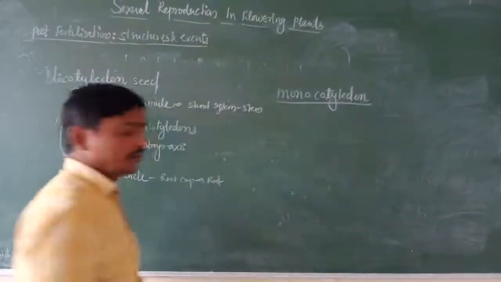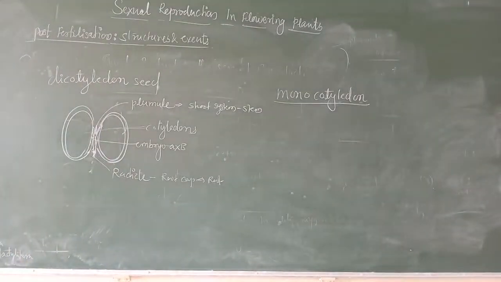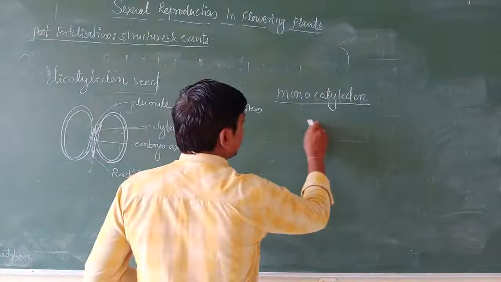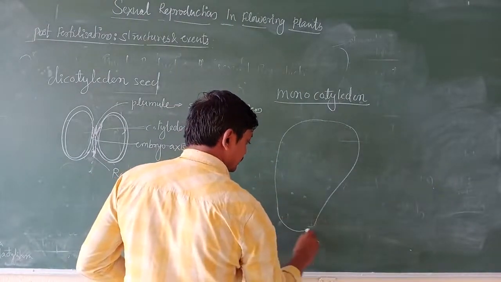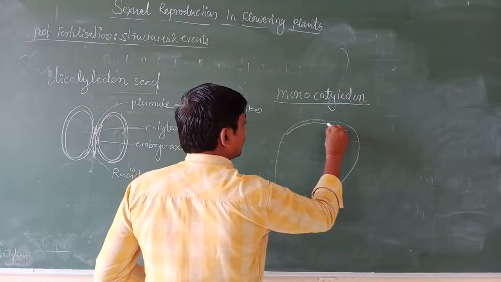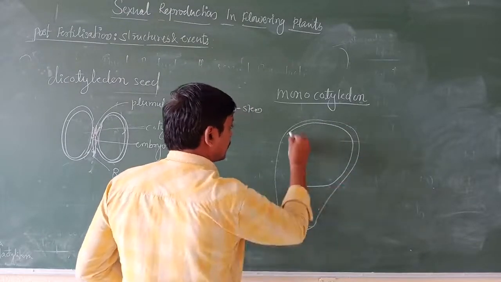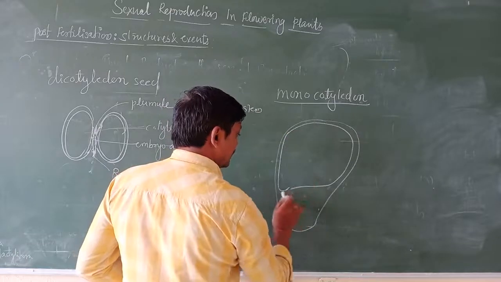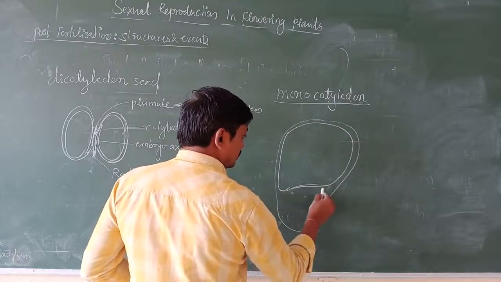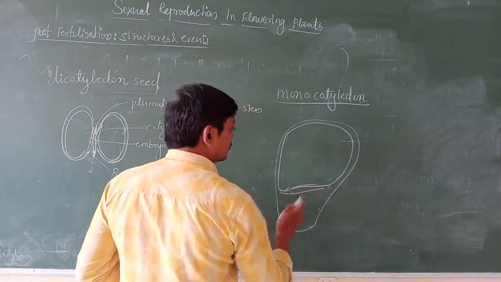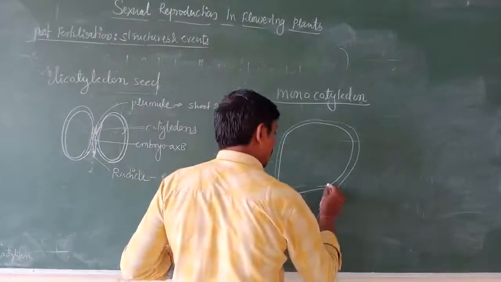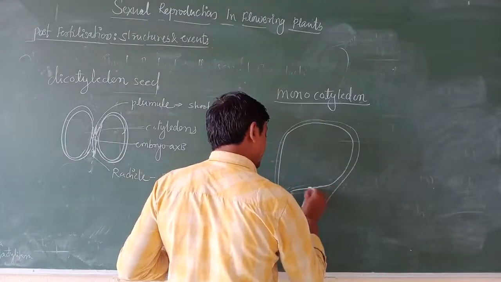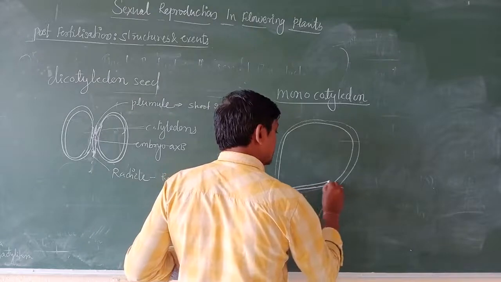Monocotyledon, in the sense, we are going to draw the diagram of maize. A simple diagram is to be drawn, like this. Then you are going to draw like this. This is very important. This question they sometimes ask: draw a neat labelled diagram of the TS of a monocot seed.